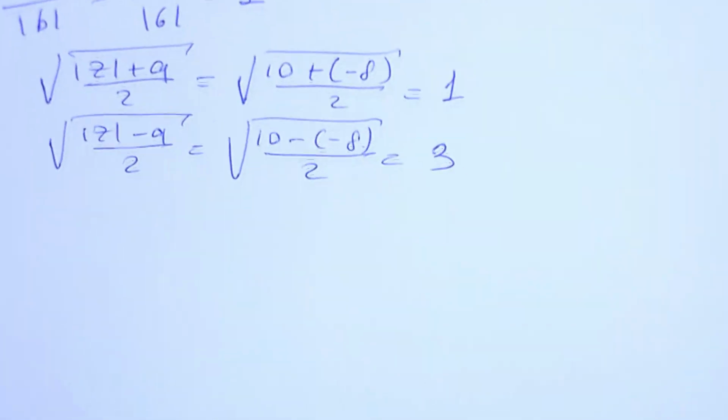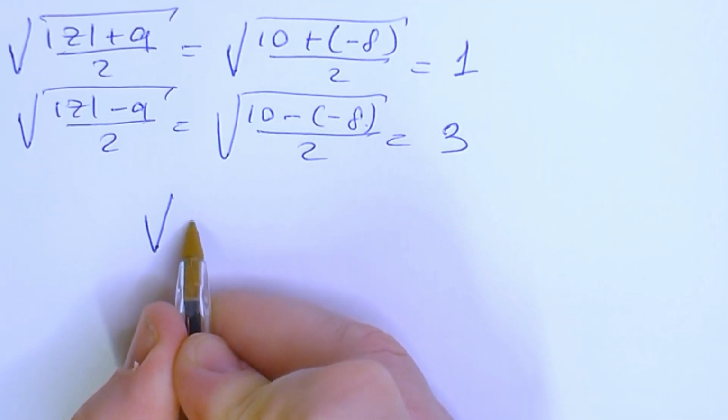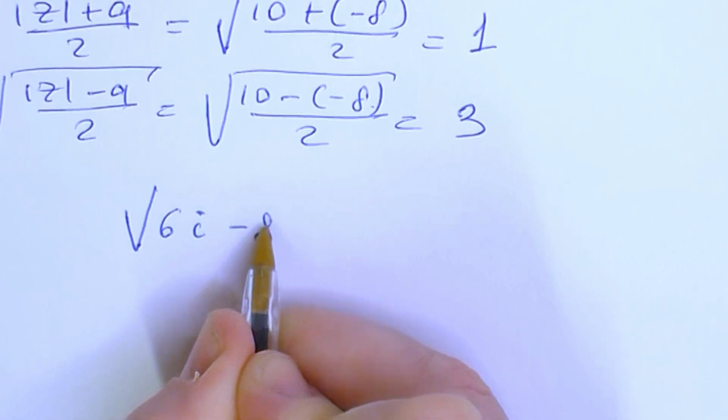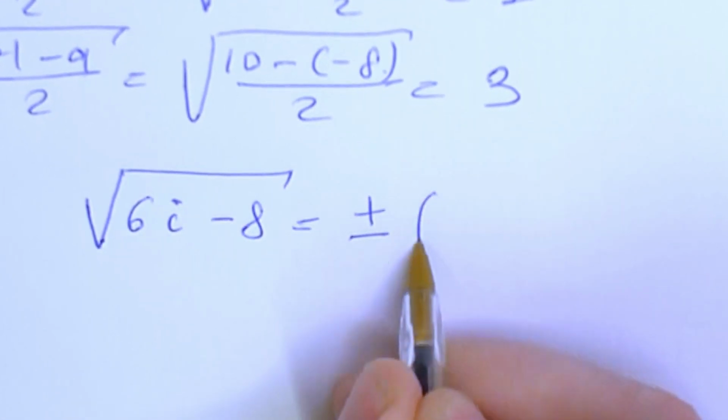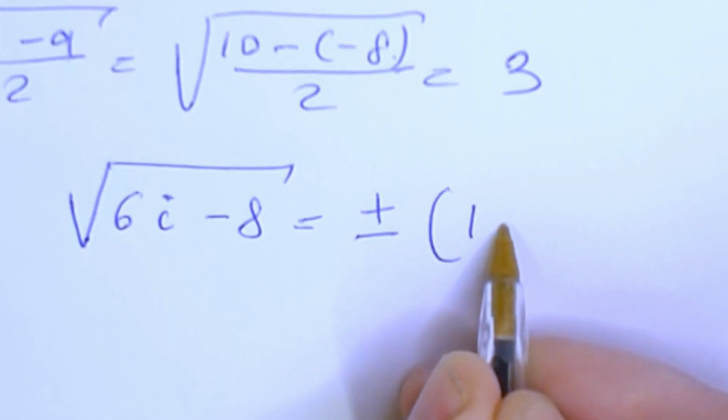So the final answer is: the square root of 6i minus 8 is equal to plus or minus (1 plus 3i). That's it.